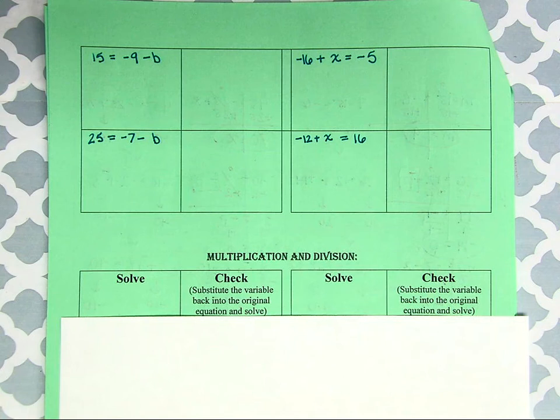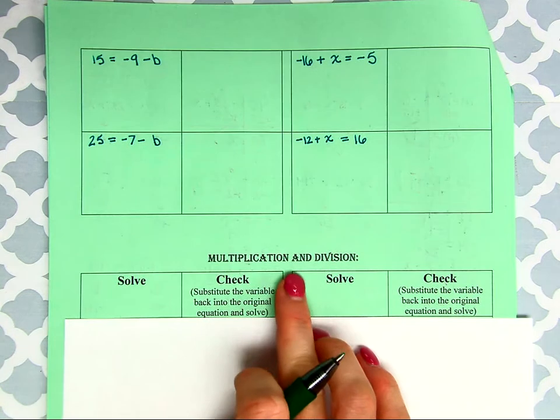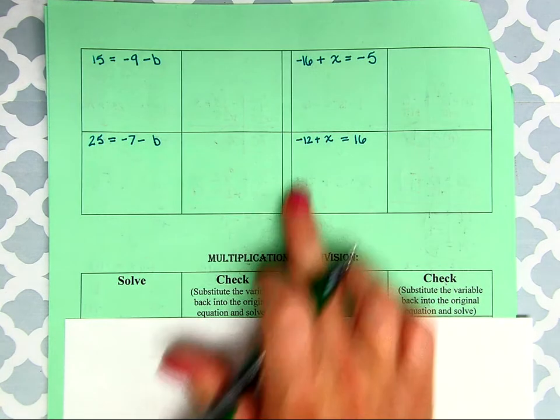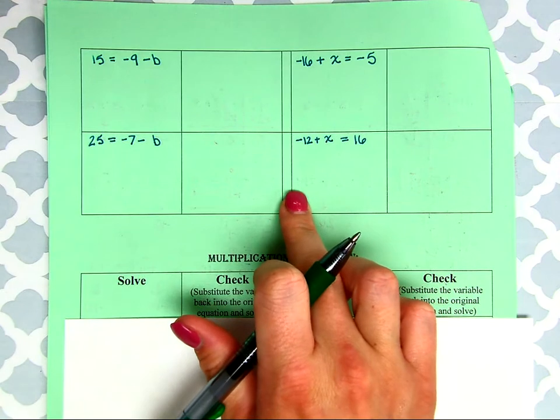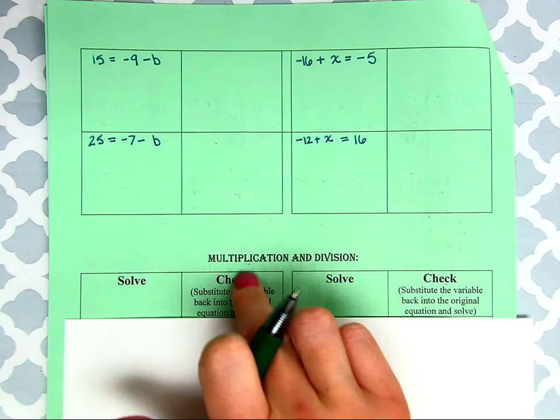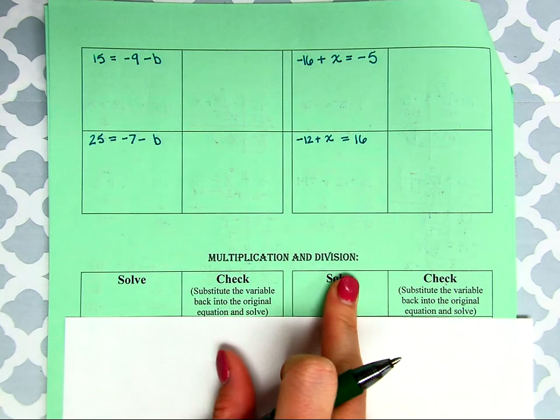All right, so again, you should have your note packet out. So we're going to do one-step equations again, except for now we're going to look at multiplication and division. So we kind of ended here for one step with adding and subtracting. Today we're going to look at multiplying and dividing.